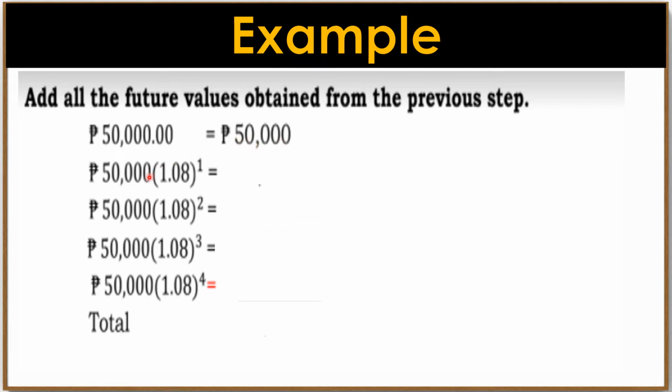And remember, if we are getting the compound interest, our formula is present value times 1 plus interest raised to term. So here, after 1 year, in our second year, we have 50,000 times 1.08 raised to 1. So, unahin muna ang 1.08 raised to 1 times 50. And that is equal to 54,000. That is for the second year.